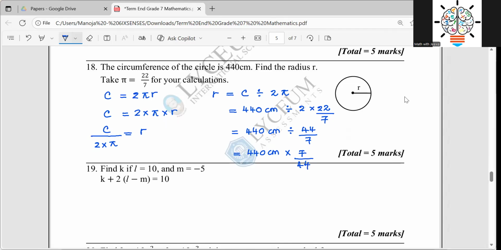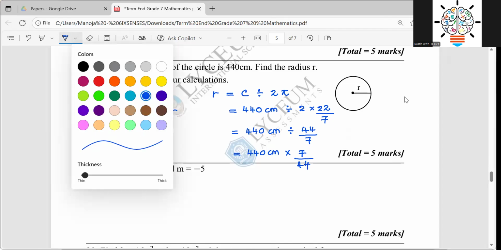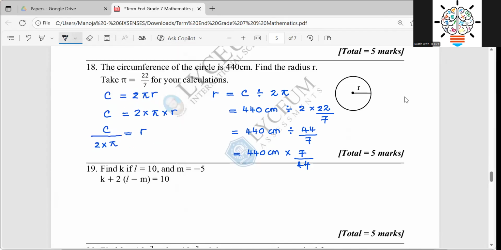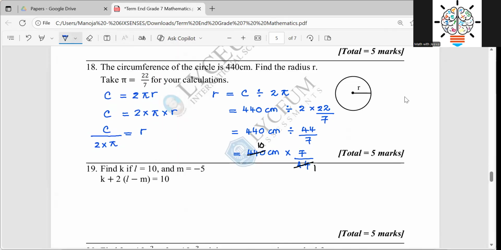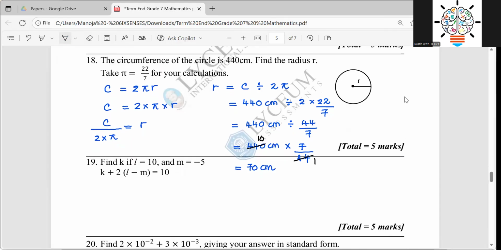Now you can see that I can easily do that conversion when they have given the pi value as a fraction. 44 times 1 and 44 times 10. And then you can write 10 times 7. The final answer is 70 centimeters. Okay. Then we will move to the next one.